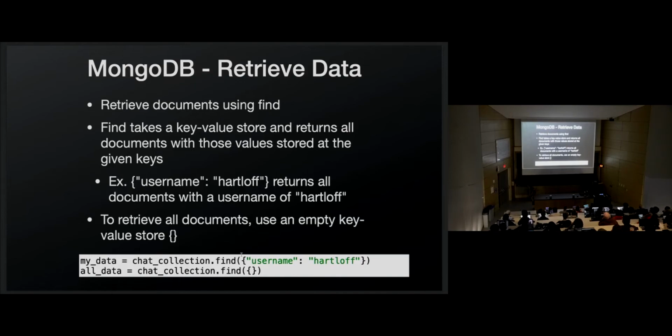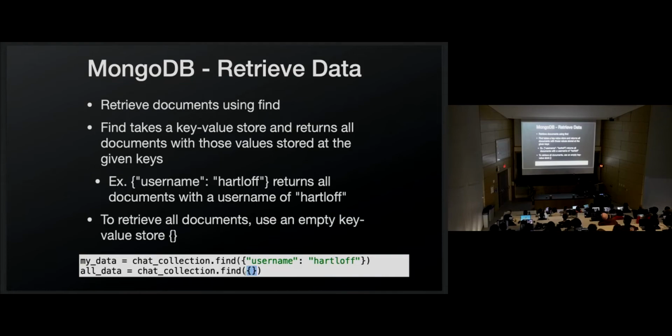To retrieve data, we're going to use find and then give it a dictionary, and it's going to find any documents that match my key value pairs. So this query is going to give me every document with a key of username equal to Hartloff. So it's going to give me all of my chat messages. For this, if you want to get everything, the equivalent of select star, just give it an empty dictionary. Everything matches that. And it's going to give you everything in that collection.